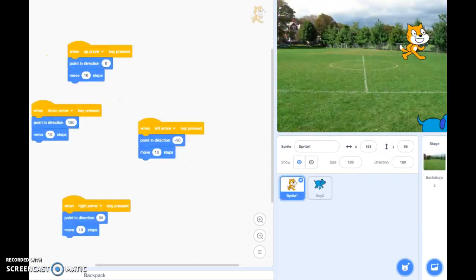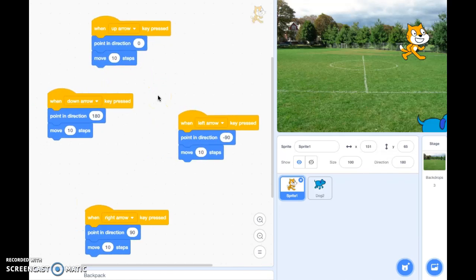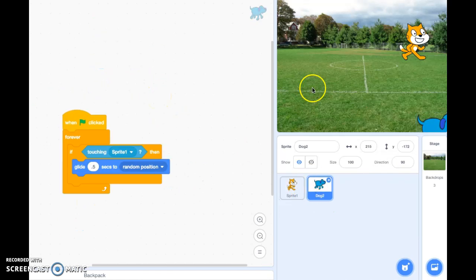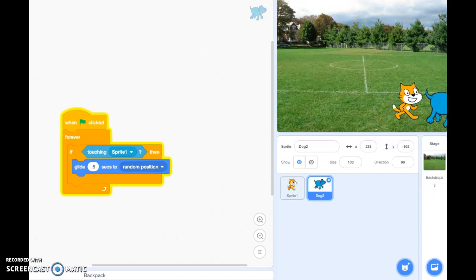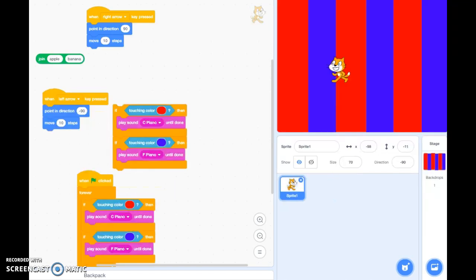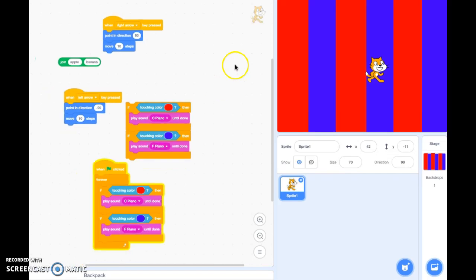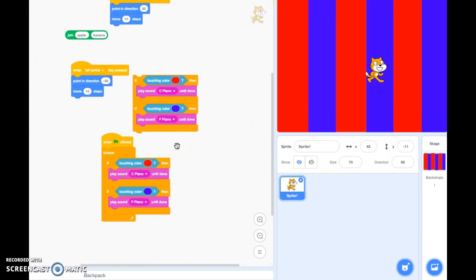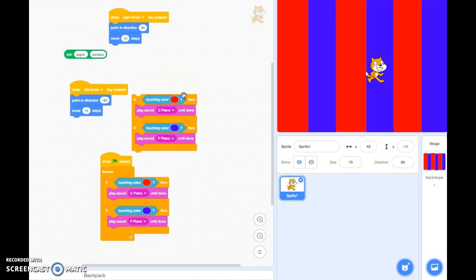Right. And then here's another puzzle. There's the coding that I used, and here's what it does. Alright, and here's another puzzle. That's what it does. And here is the coding for it. Get rid of that real quick.